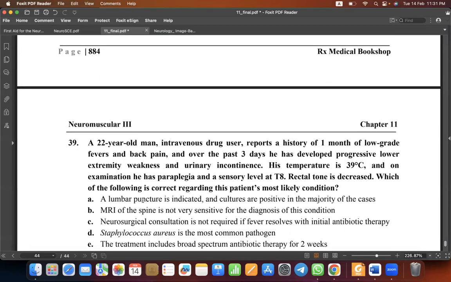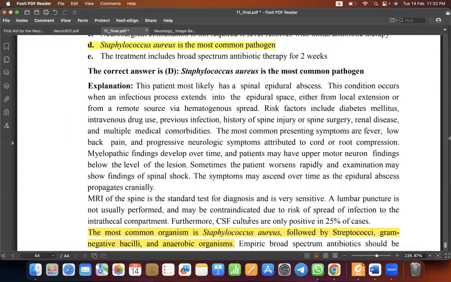So lumbar puncture, I guess, is not indicated here. It's most likely an abscess, an abscess caused by the IV drug abuse. The staph on the skin goes to the blood, goes to the back, causing this problem. MRI of the spine is very sensitive. You should do it. Neurosurgical consultation, of course, is required. The commonest pathogen is Staph aureus, and broad spectrum antibiotic for a long period of time. So it is an epidural abscess.